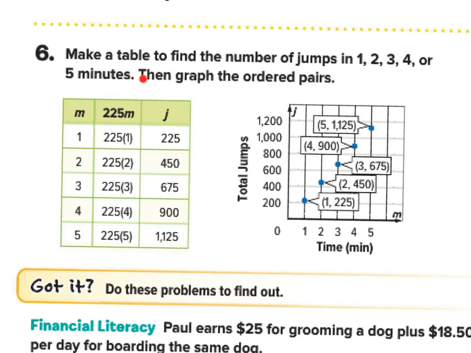Number 6, make a table to find the number of jumps in 1, 2, 3, 4, or 5 minutes. So we make the table. We have our number of minutes and our number of jumps, 225 jumps per minute. The rate doesn't change. And when we multiply them, we get our J, our total number of jumps. And then we can graph it. You can see the linear equation with the unit rate at 225 per minute.